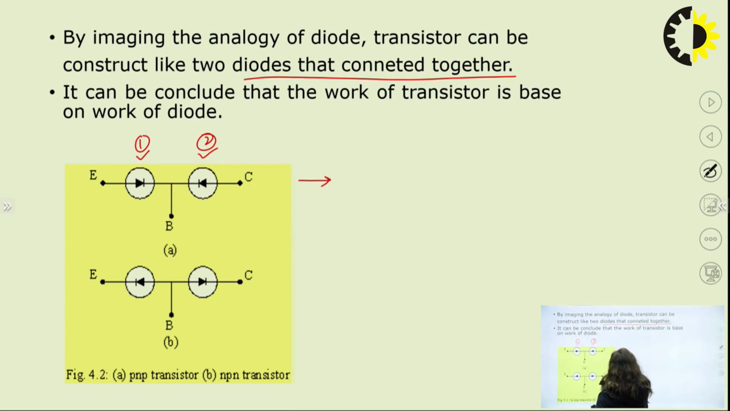For the first one, this is P, this is N. Similarly, this is N, this is P. So, it will give you a PNP transistor. Similarly, the second will be, this is N, this is P, this is P, this is N. So, this will give you an NPN transistor.